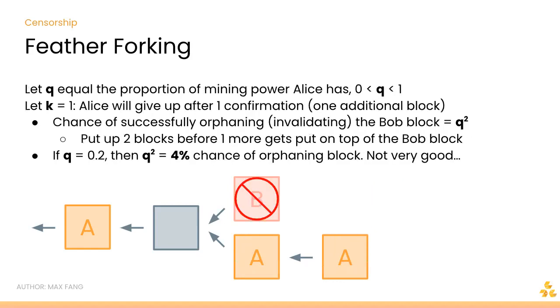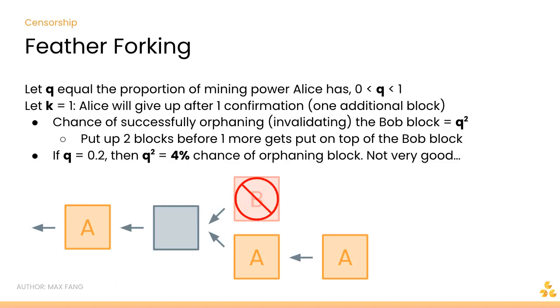Otherwise, if I want to censor Bob's transactions, I'm going to try and build 2 blocks. For example, if I have 20% of the hash rate, the chance of getting 2 blocks in a row is Q squared, because it's 0.2 times 0.2. That's the chance that I'm able to build on this block, and then this would censor Bob's transactions.